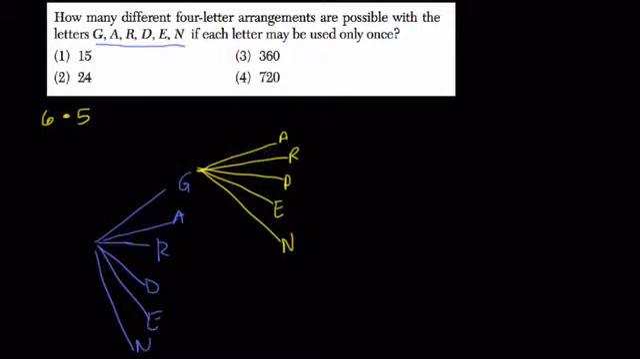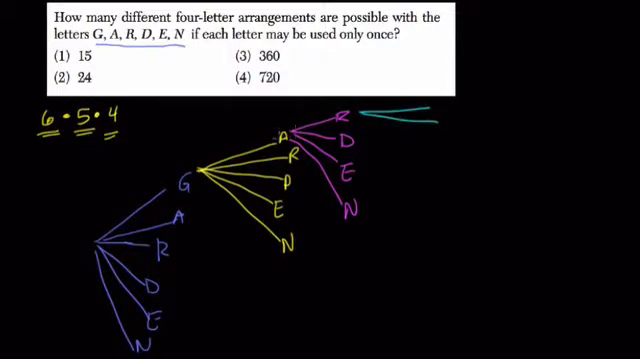The next time, as I expand this, let's say I pick G and A. Next, I could pick R, D, E, or N. I can expand this for each of them, but here, let's just keep track that now there are 4 letters left. So first there are 6 combinations, each with 5 combinations following it, so we multiply. Each of those have 4 combinations as well, we multiply, and you can see what's happening, I think.